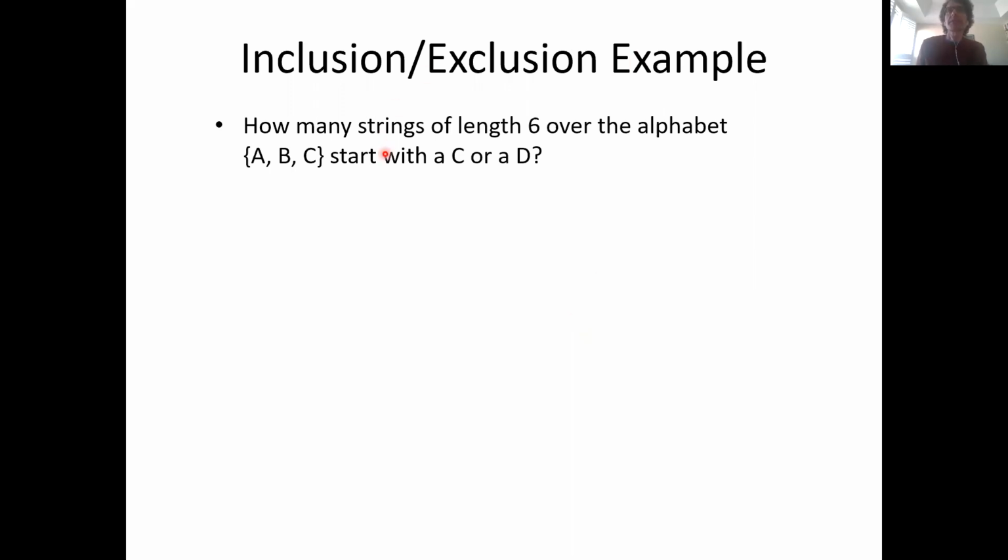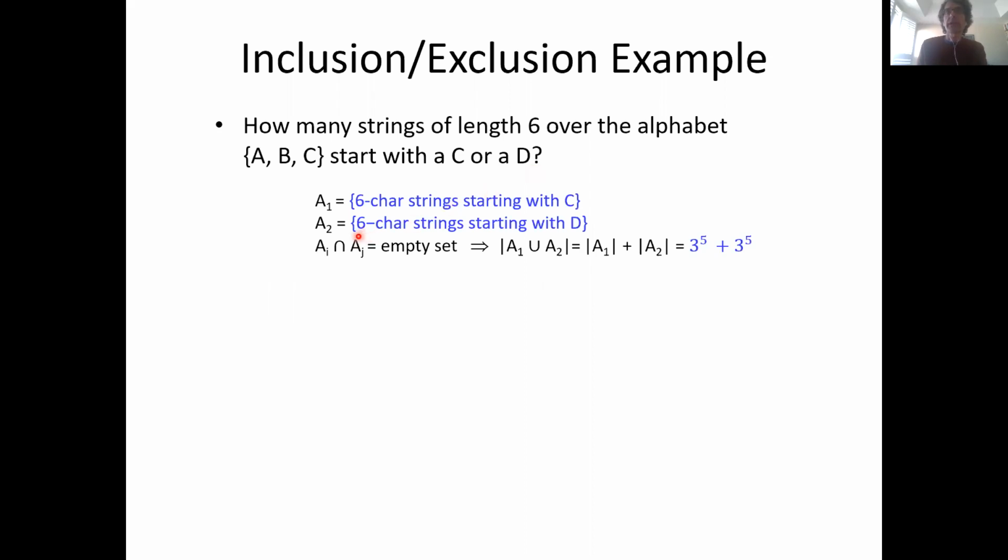Here is an example. How many strings of length 6 over the alphabet ABC start with either C or D? I have 2 subsets. One is the set of strings of this alphabet that start with a C. The other is the set of strings that start with a D. Now these 2 sets are gracefully disjoint. You can either start with a C or start with a D. That's great, because it's easy to count strings of length 6 that start with a C. Basically the number is the number of strings of length 5, because the first character is fixed. So it's 3 to the 5, the number of 5-character strings of this alphabet. And the other set, whose strings have to start with the letter D, is counted the same way.